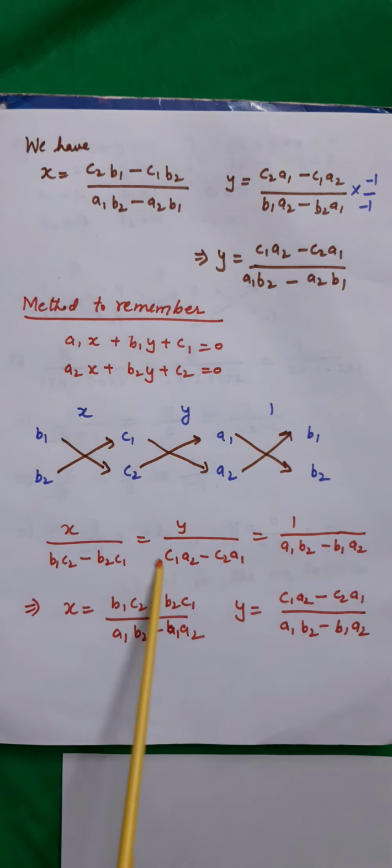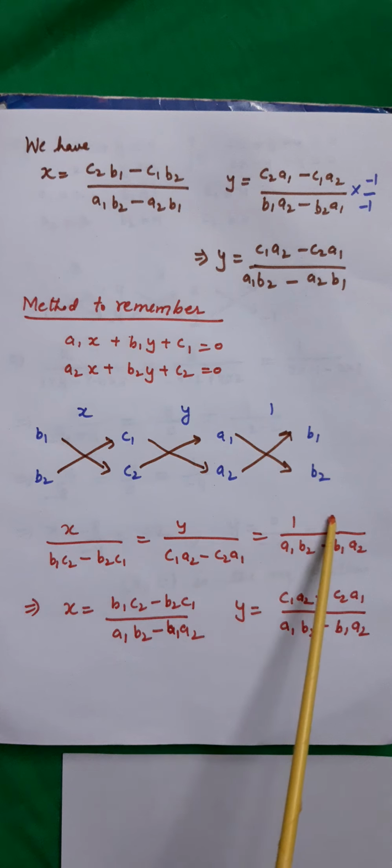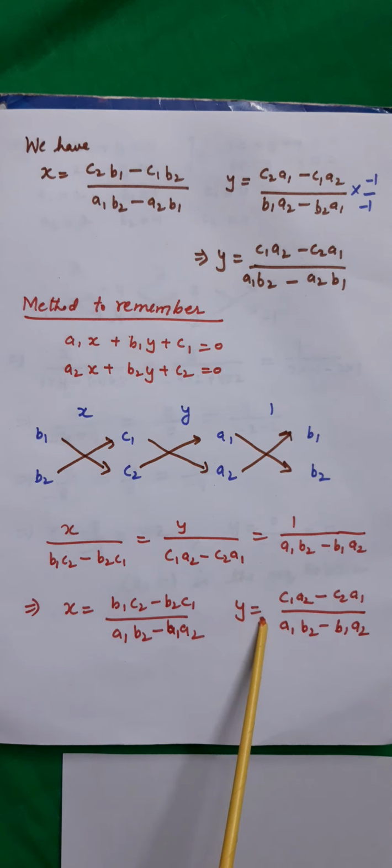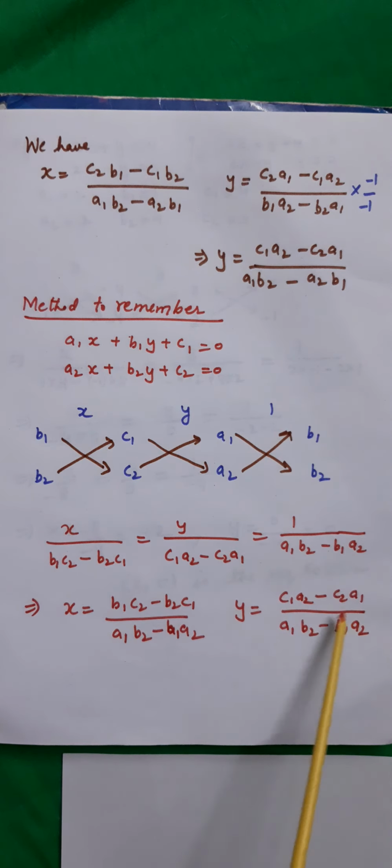And similarly, when I have to get the value of Y, I will consider the second and the third part. So this denominator goes here. I have Y is equal to C1 A2 minus C2 A1 upon A1 B2 minus B1 A2.